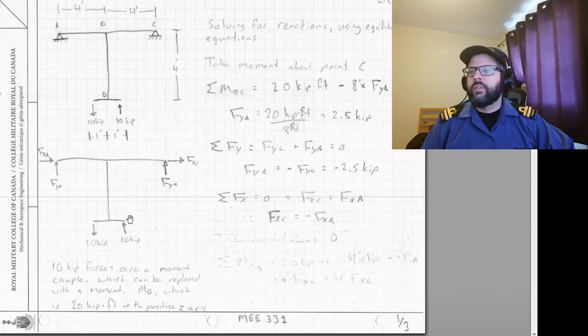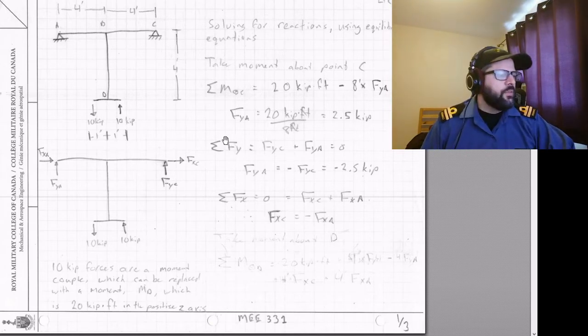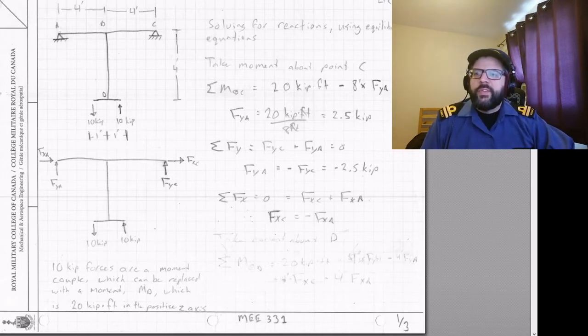And then obviously on our free body diagram, we also include the plus and minus 10 kip forces. Now, how to go about solving this? Well, to start off, we need to realize that the 10 kip forces form a moment couple, which we can replace with a moment, either on the diagram or just in our calculations. It'll have a magnitude of 20 kip feet, in the positive z direction, since this particular couple was imposing a counterclockwise movement on this structure.